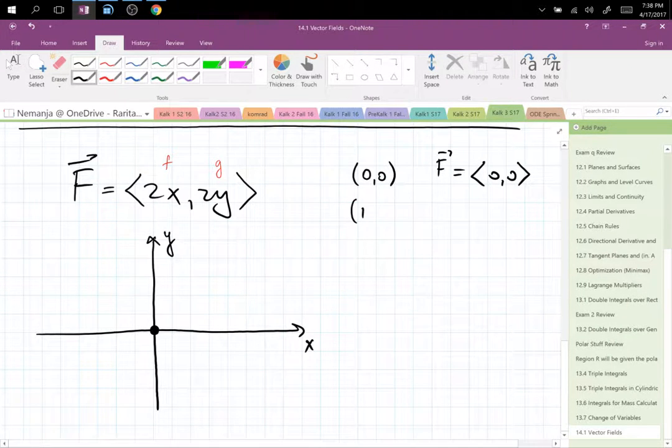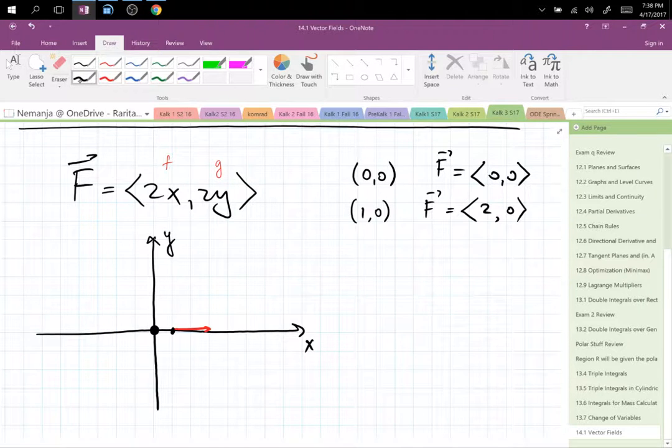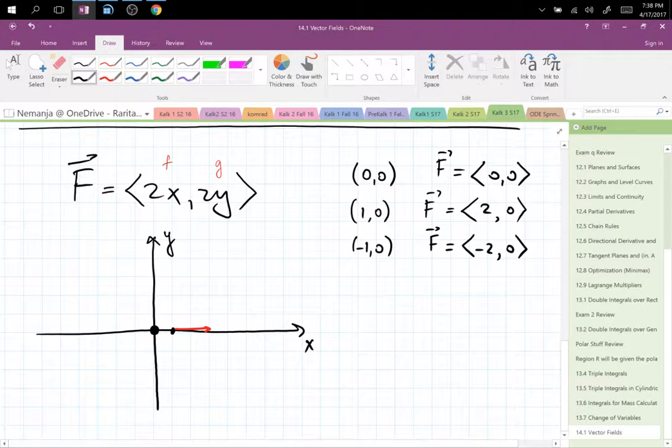Now, what do I have at 1, 0? So 1, 0 is right here. So the vector field would be twice the x, which is 2, twice the y, which is 0. So I have 2, 0. So the vector is 2 units long. Let me use red. Now what do I have for negative 1, 0? Negative 2, 0. So negative 1 is right here. Negative 2, 0 is a vector here.